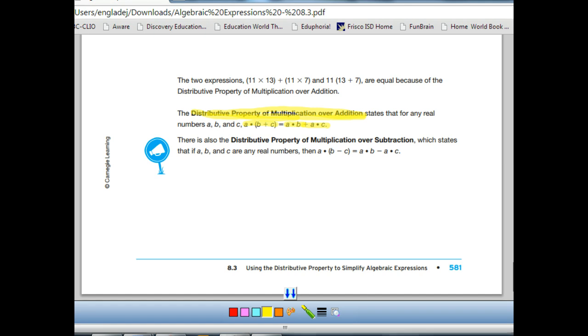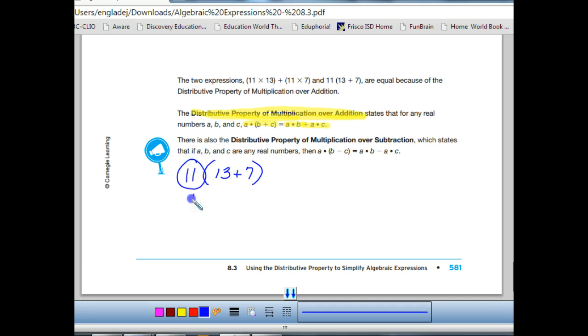So where did we see that in the areas? 11 could be my A, 13 could be my B, and 7 could be my C. So what did that become? This 11 was multiplied by 13. And that 11 was also being multiplied by 7. This was Sarah's, and this was Brian's, right? That is the distributive property.